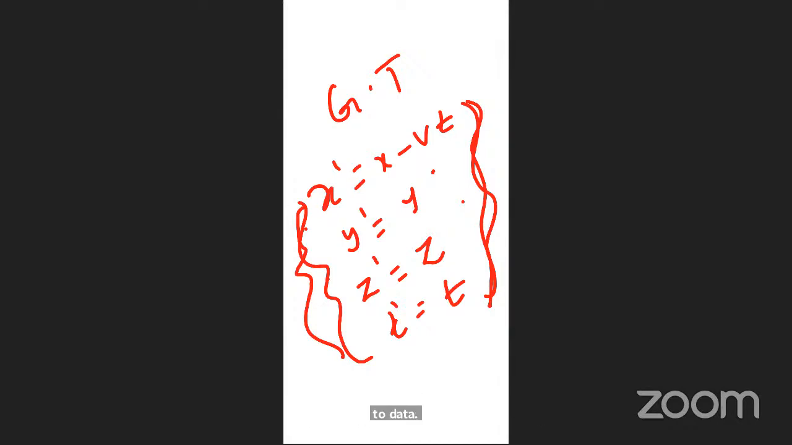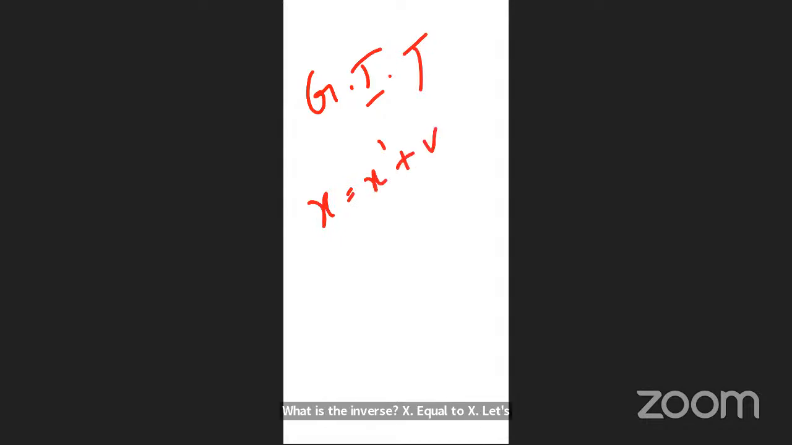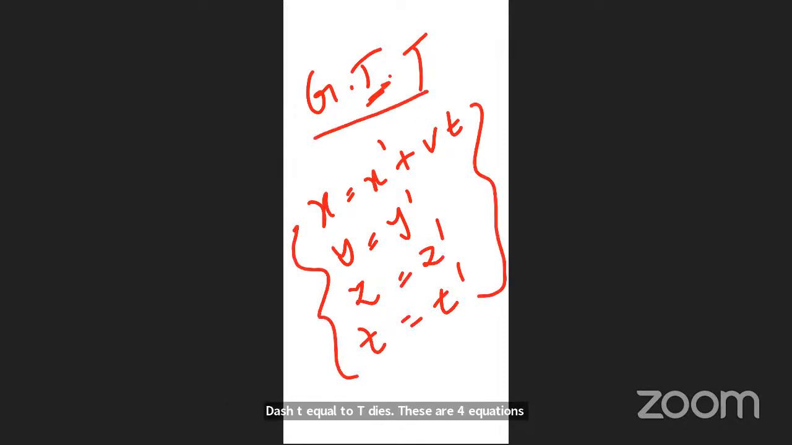And again, the inverse equations, the Galileo inverse transformation equations. What is the inverse? x is equal to x dash plus vt, y is equal to y dash, z is equal to z dash, and t is equal to t dash. These four equations are the Galileo inverse transformation equations.